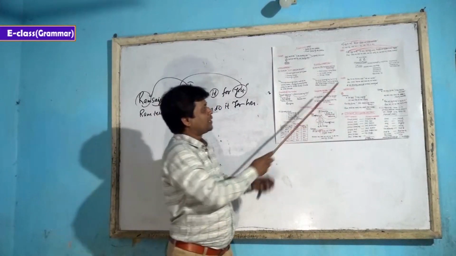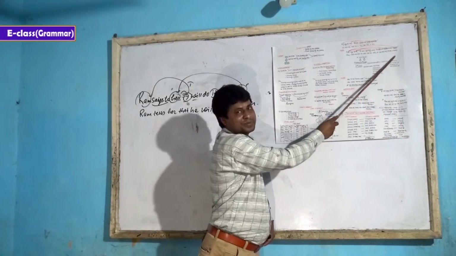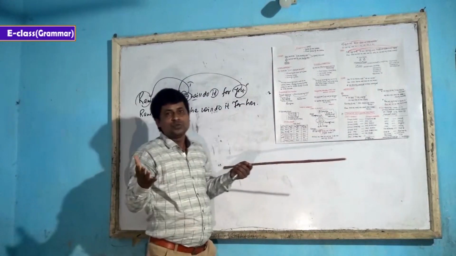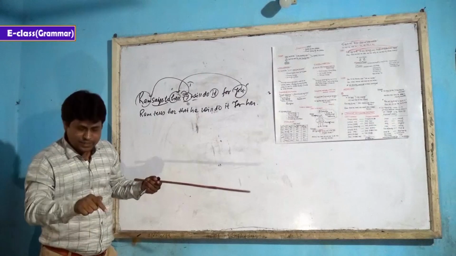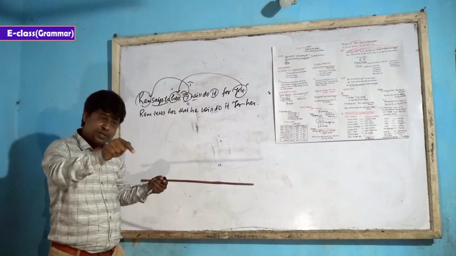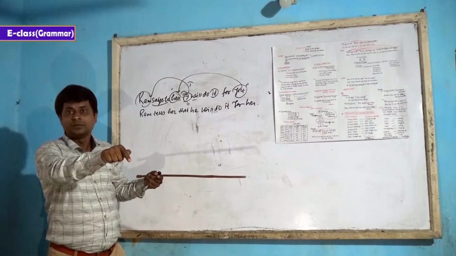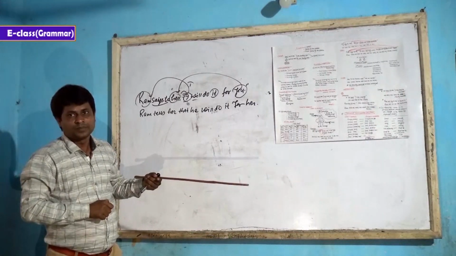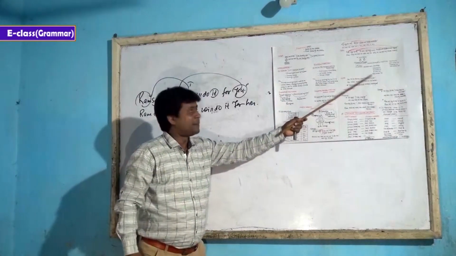So, we can't write here his self. We must write himself. Because self is not used after the possessive one in third person. Whereas the same self and selves are used after the possessive adjective in first and second person, but not in third person. So, what's the rule for you? This is the rule. You have made this rule by seeing this example.